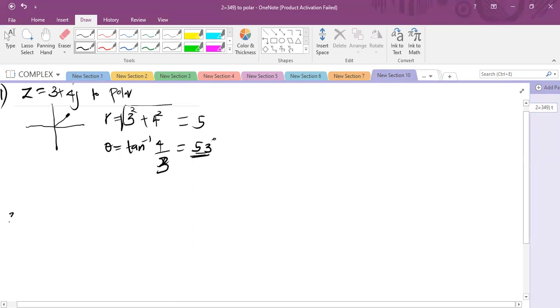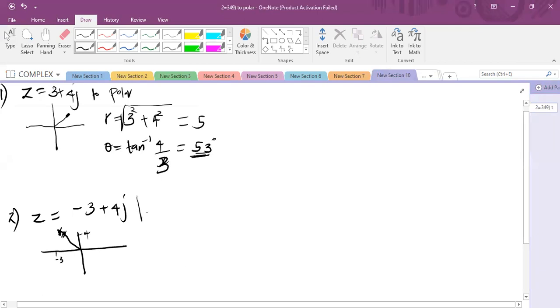Now let's take up a second example. Let's say you're given z is equal to minus 3 plus 4j. We come and draw a rough sketch of this. The x-axis is minus 3, so minus 3 will be on this side, and then on the y-axis, positive 4. So that complex number will obviously lie in the second quadrant.